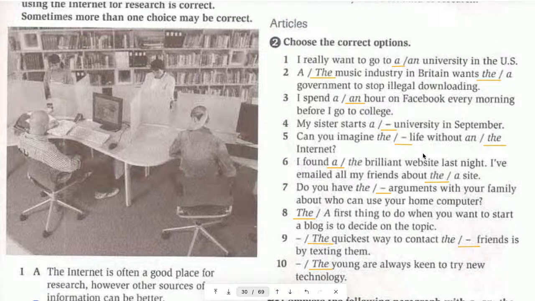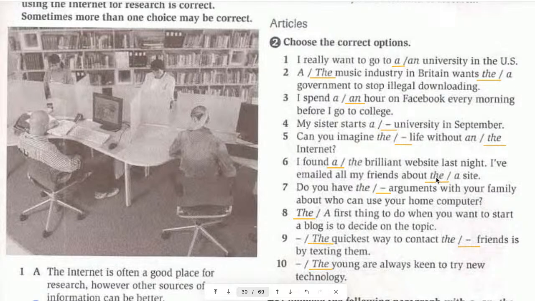Yeah, I found a brilliant website last night. I emailed all my friends about the site. Yes, okay. Now the first one, why do we have to use "a brilliant website" and not "the brilliant website"? Okay, very good. On the right column, we use "a" or "an" with a singular countable noun. The first time you mention it, this is the first time you mention this brilliant website. That's why we have to use "a brilliant website".